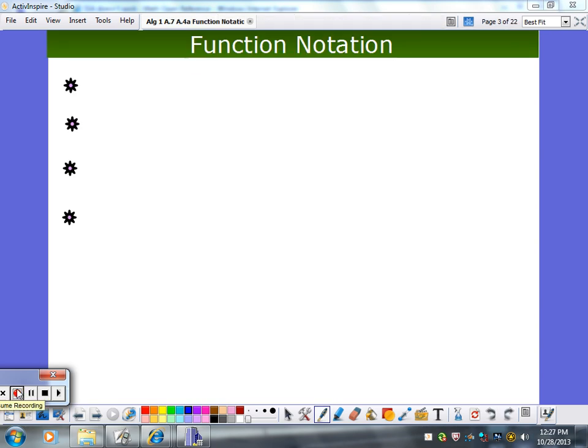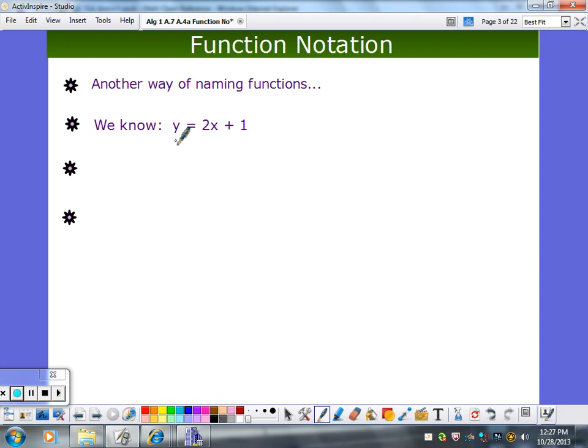Function notation is another way of giving a name to a function. Right now, what's the way we know how to name functions? Well, we say y equals 2x plus 1. This is our output variable, right? And this is our input.